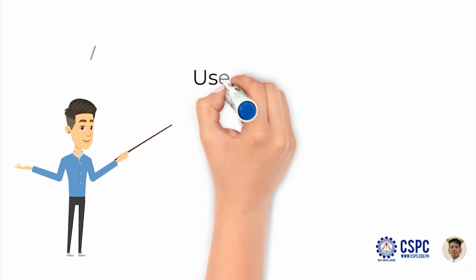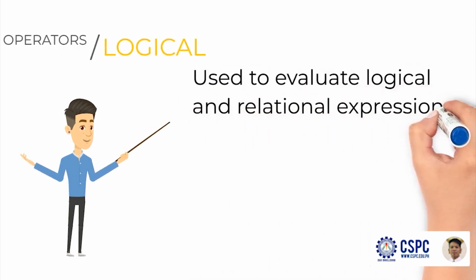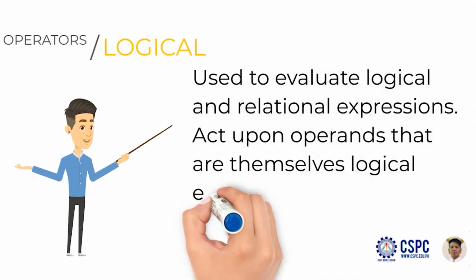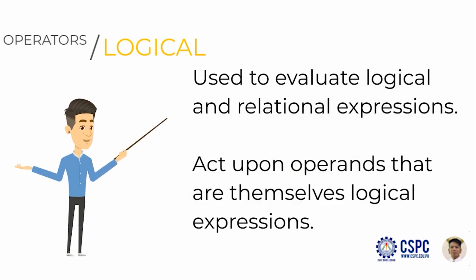A logical operator is used with one or more operands and returns either value 0 for false or 1 for true. The operand may be constants, variables, or expressions. A logical operator is used to evaluate logical and relational expressions. And the expression that combines two or more expressions is termed a logical expression.